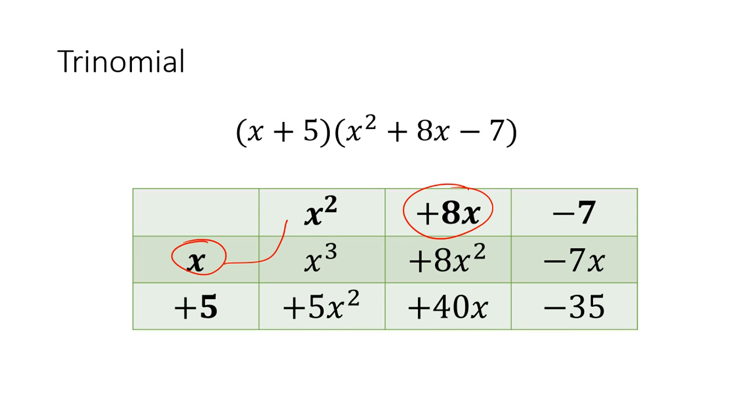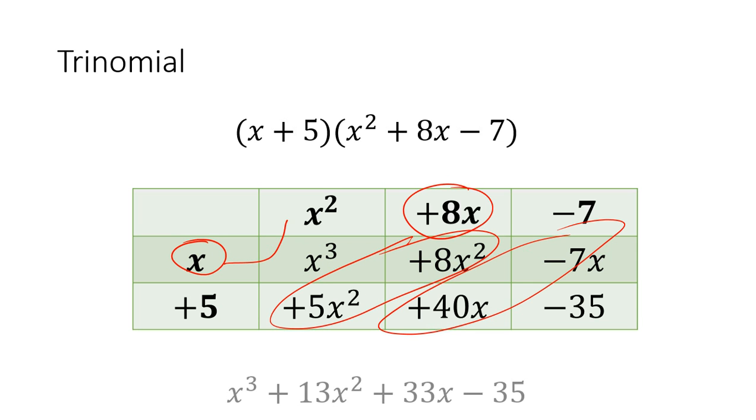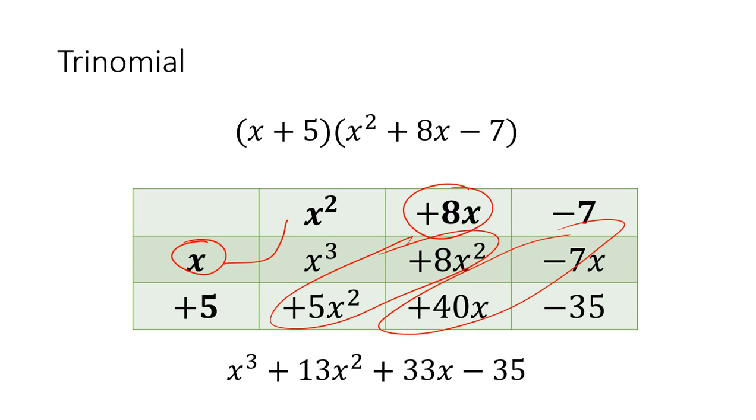Okay, so now I want you to take a second, I want you to simplify this and see what you get. Okay, so when we simplify them, you see that the x squareds end up coming together and the x's. So how this is set up, you see how it's kind of going diagonal and you're combining them that way. So you'd add those together, you're left with x cubed plus 13x squared plus 33x minus 35. Okay. So that's multiplying the binomial trinomial using the box method.